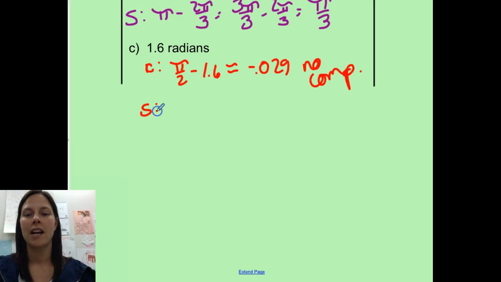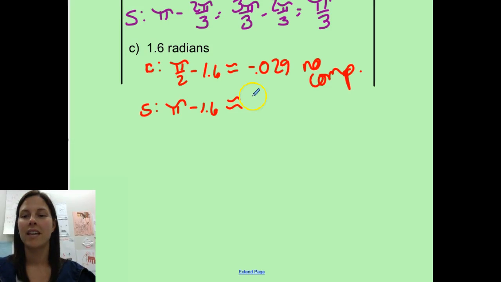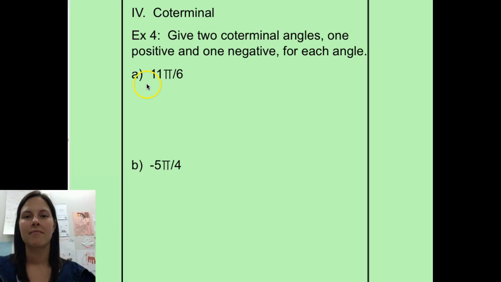For my supplement, I will take pi minus 1.6, again, using that pi button on your calculator, and I got about 1.542 radians for my supplement. And finally, coterminal angles. This is where we either add a full rotation or subtract a full rotation.